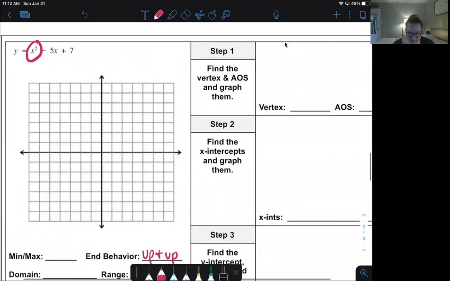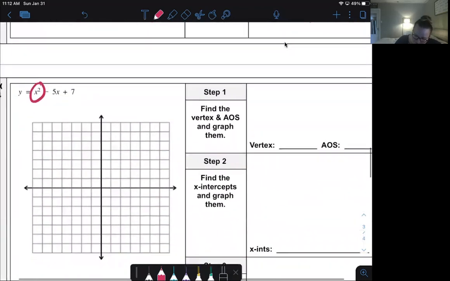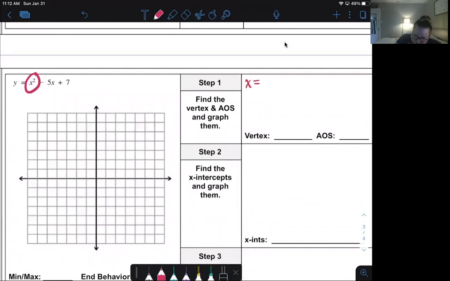All right, let's do our vertex here. To find our vertex, we use x is equal to the negative of b over 2 times a. So the negative of negative 5 is 5 over 2. 5 divided by 2 is 2.5.